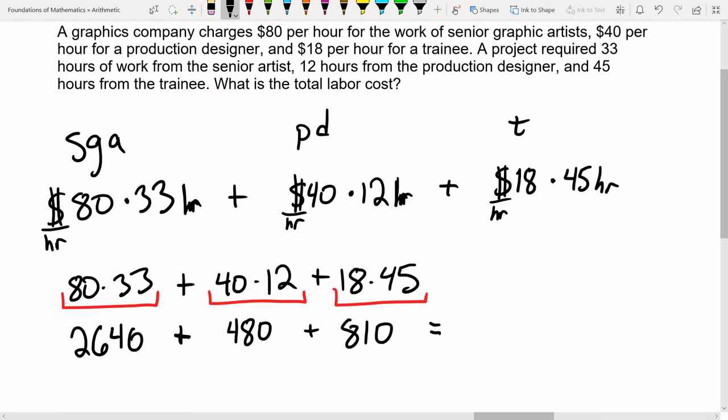So I'm going to do 2640 plus 480 gives us 3120 plus 810. Remove those. And this becomes 3930. And that's the total labor cost.